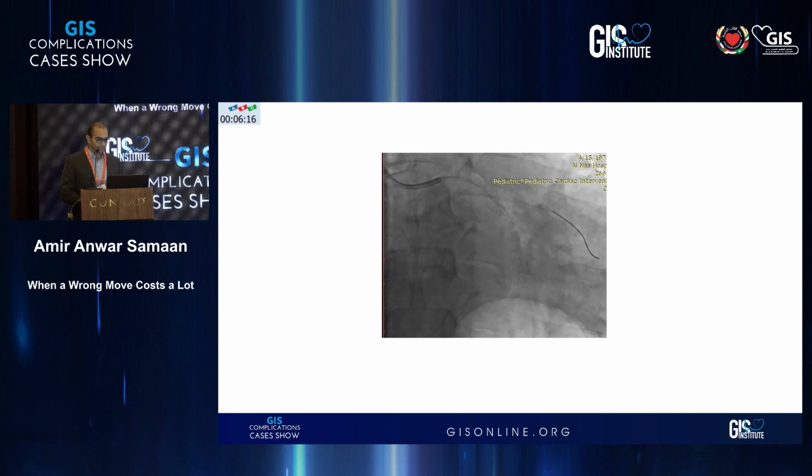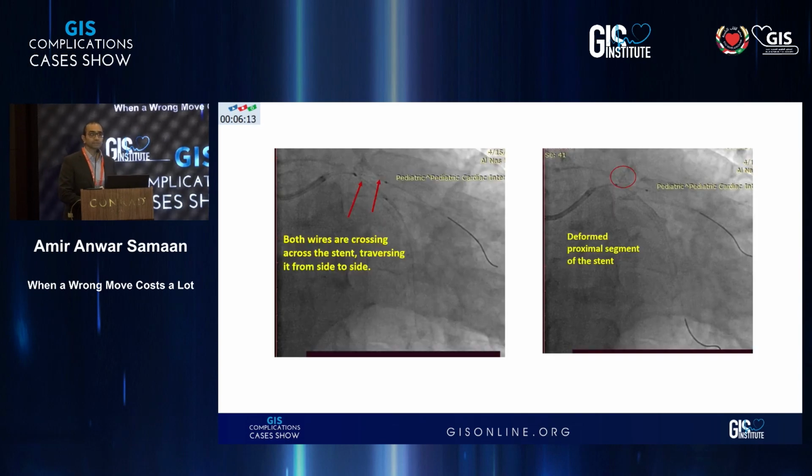We reviewed the previous angios, and we noticed what happened: on reintroduction of the wires, our wires went across the stent from side to side, and when we performed balloon inflation, the 1.5 and 2.5 balloon was inflated across the body of the stent, causing deformation of this part of the stent. It was obvious that it was a wrong move from our side, and the stent got deformed.